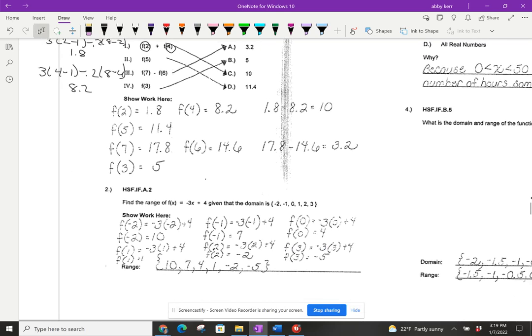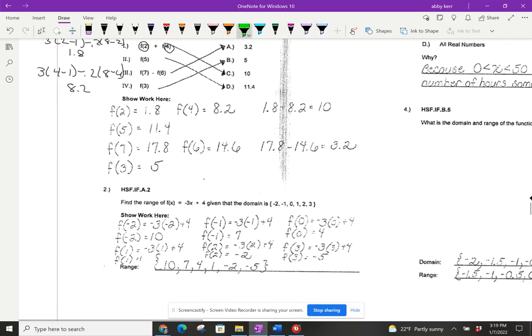Notice you can do the same thing for number 2. Here's a list of domains. So you're going to plug in -2 into the x value and evaluate. Plug in the input of 1 and evaluate. You're going to do that for all of the domains and then list the ranges, which are your answers.